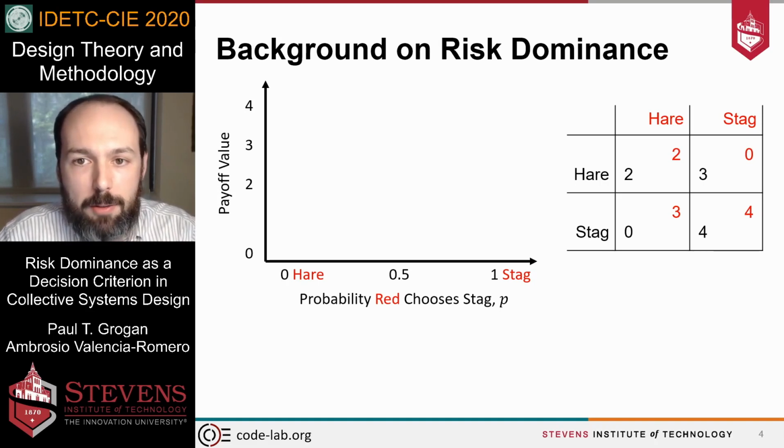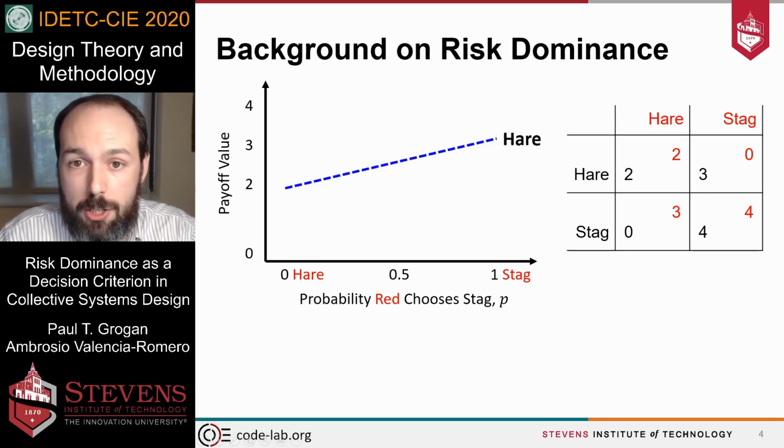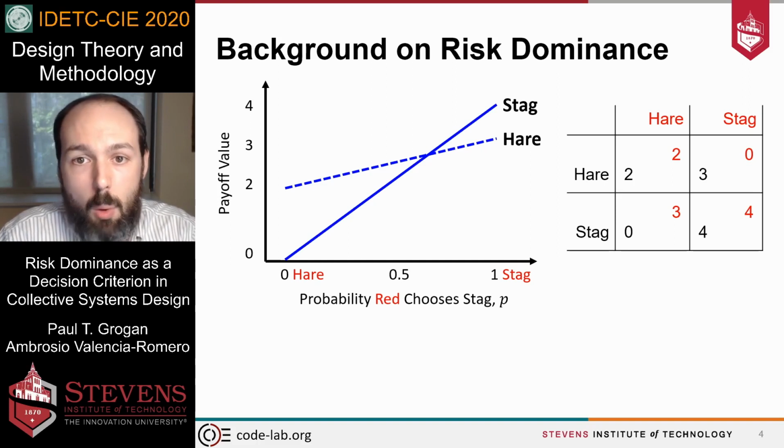To understand risk dominance, we can look, for example, at a probability space of our partner's probability of selecting the stag option, ranging between 0 if they always choose hare to 1 if they always choose a stag strategy. On this probability space, we can evaluate the expected value of our own strategies. For example, the hare hunting strategy achieves between 2 and 3 units of utility, where the stag hunting strategy achieves between 0 and 4.